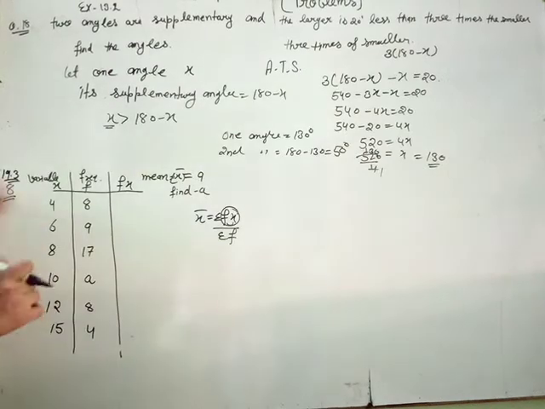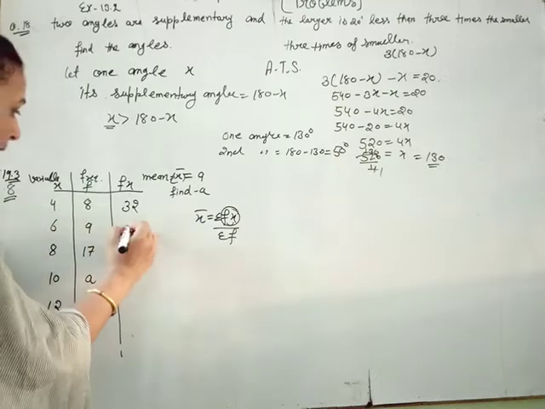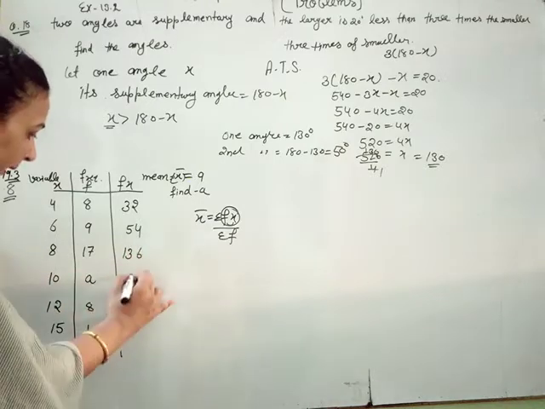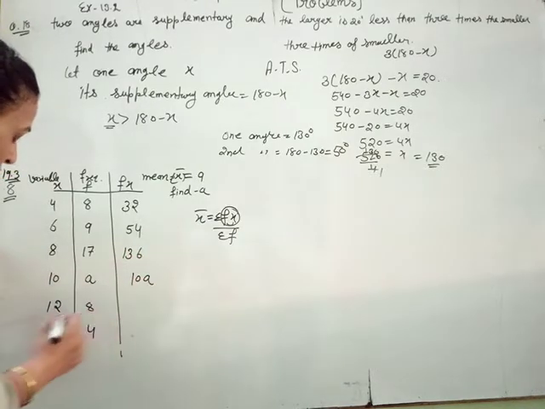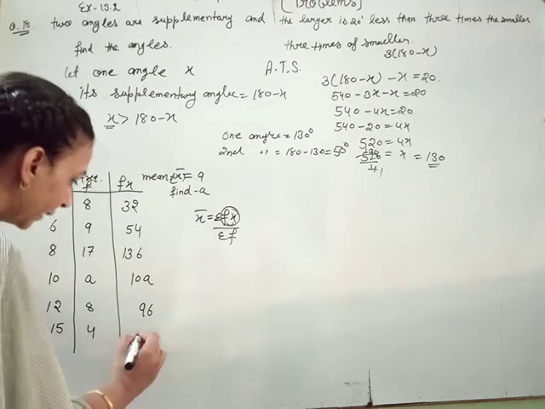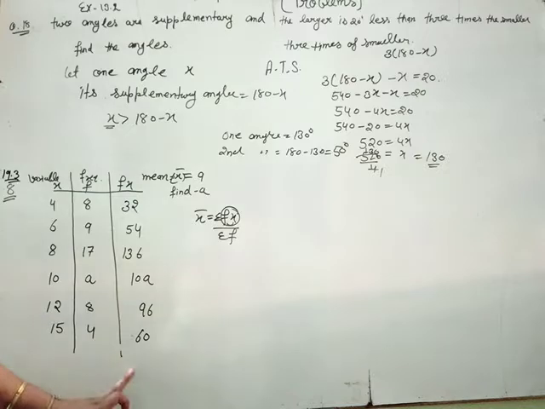We multiply f and x. 4 multiply 8 is 32, then 54, then 136, 10 into 8, then 12 times 8 is 96, 15 times 4 is 60. This is the column for fx.